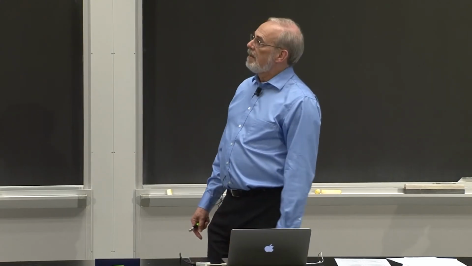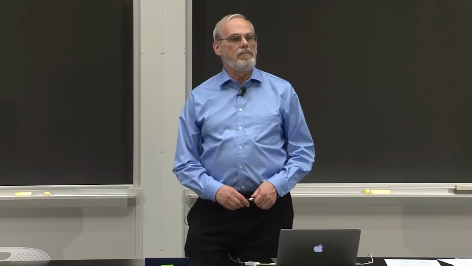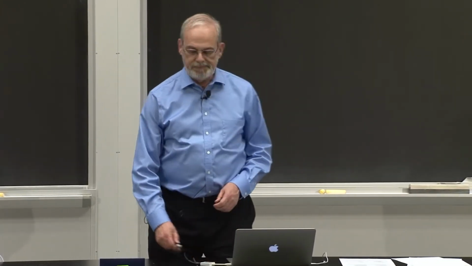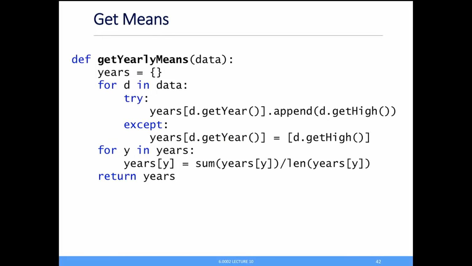Okay. Then what I want to do is get the mean high temperature for each year. Given that data, I'm going to set up a dictionary called years. I'm just going to run through a loop through all the data points where in the dictionary under that year, so there's the data point, I use the method getYear to get out the year. At that point, I add in the high temperature corresponding to that data point. And I'm using that nice little try except. I'll do that unless I haven't had anything yet for this year, in which case this will fail, and I'll simply store the first one in as a list.